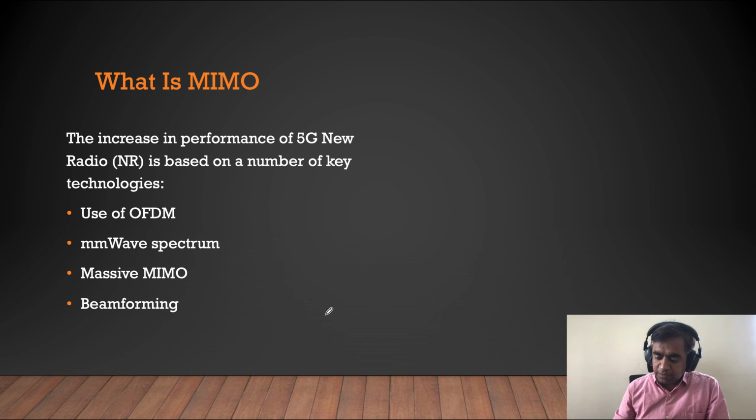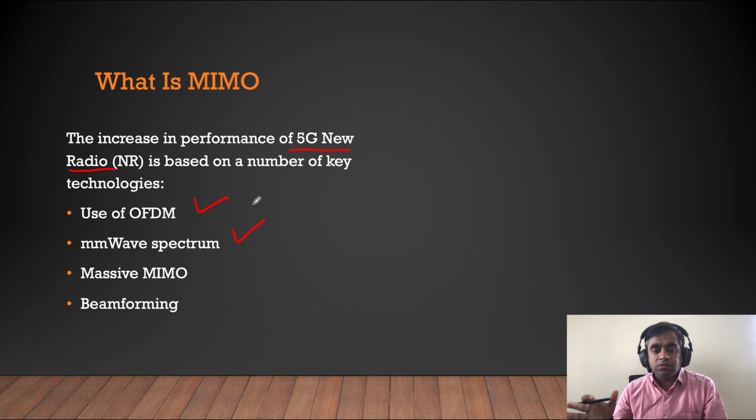To increase the performance of 5G new radio, we had already visited some of the key technologies like OFDM, the mmWave spectrums, dual connectivity, small cells. We have covered all those aspects in the previous lectures. In this one, we will be looking at these two.